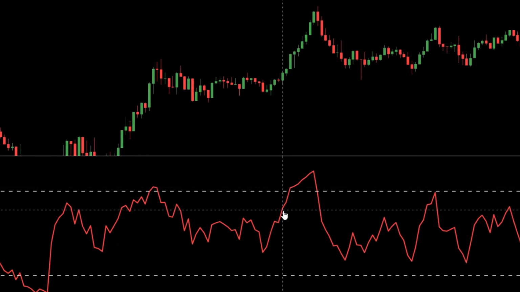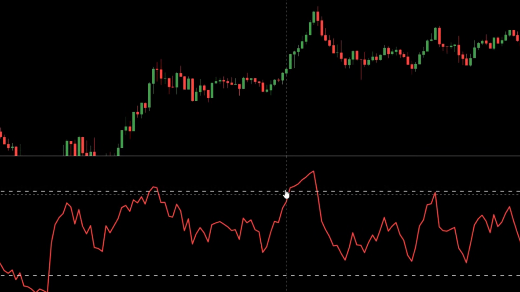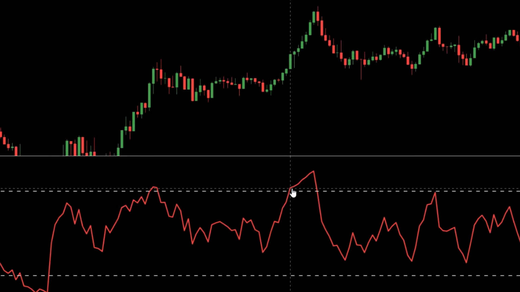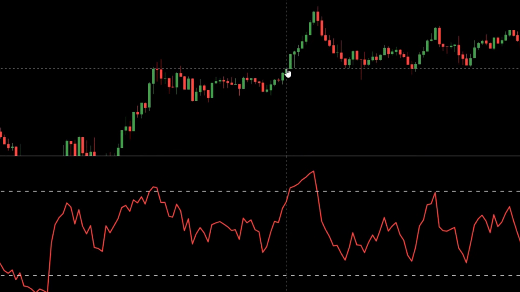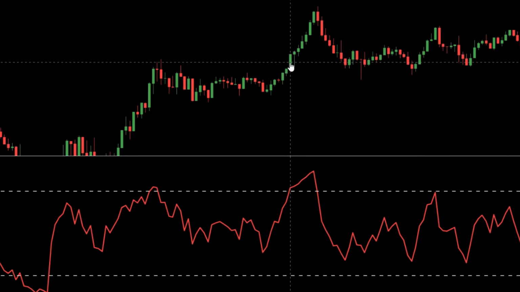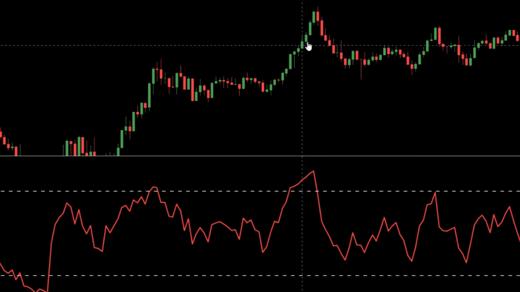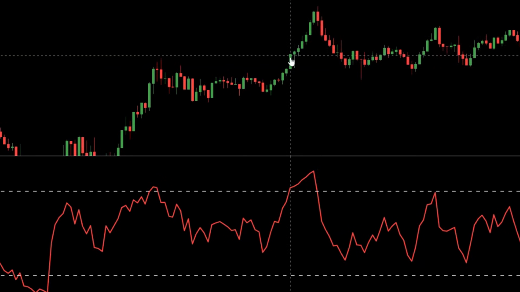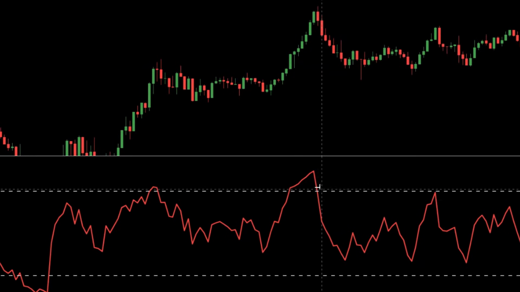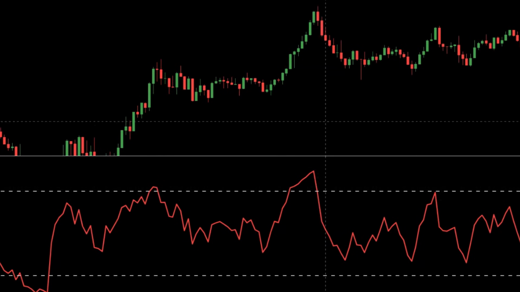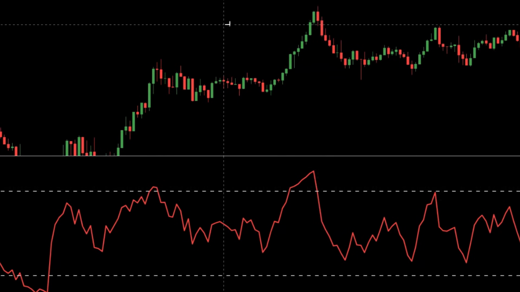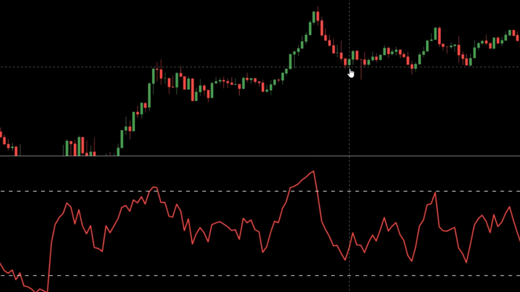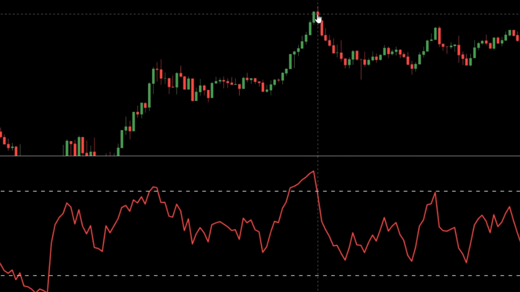For example, when RSI jumps above 80, this means the price is very strong and in an overbought zone. Don't sell immediately. If you sell here, you are going against a strong trend and the price can continue rising. Wait until RSI drops back below 80. This is your actual sell signal. Now the market is starting to lose its strength and the short trade is safer.